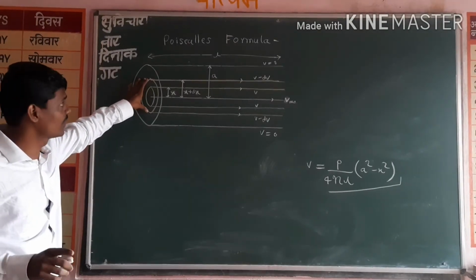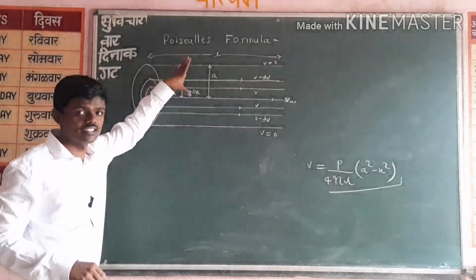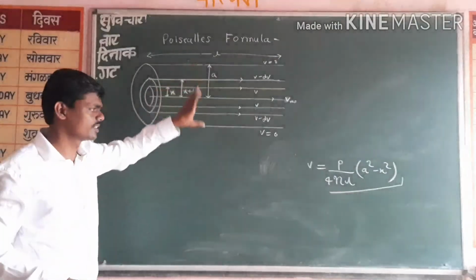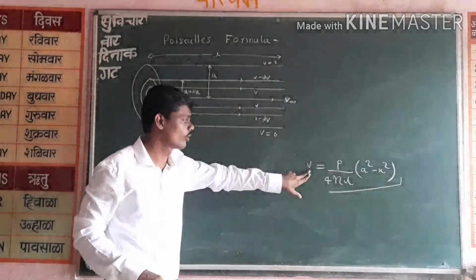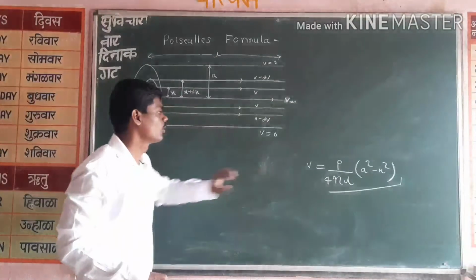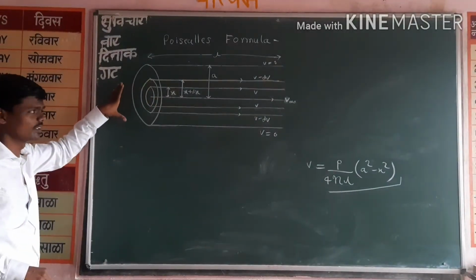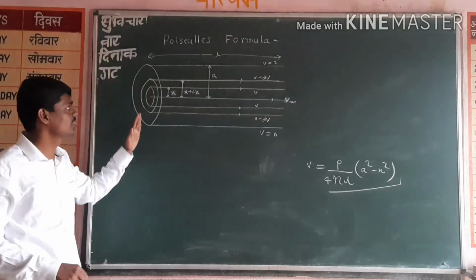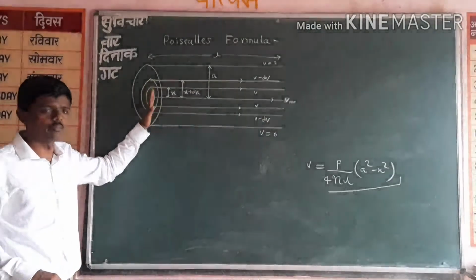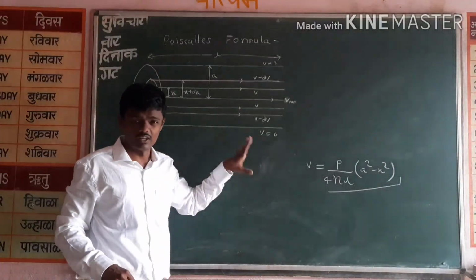Now, what are we finding? We are finding Poiseuille's formula, that is the rate equation, the rate of flow equation. Now we have a velocity of that liquid. Okay, this is just a velocity. Now what we are doing? We are finding the rate equation. That means the volume of liquid passing per unit time.